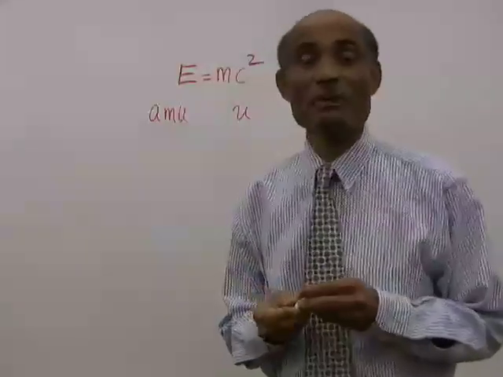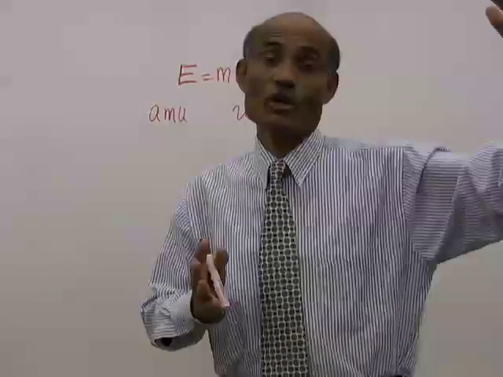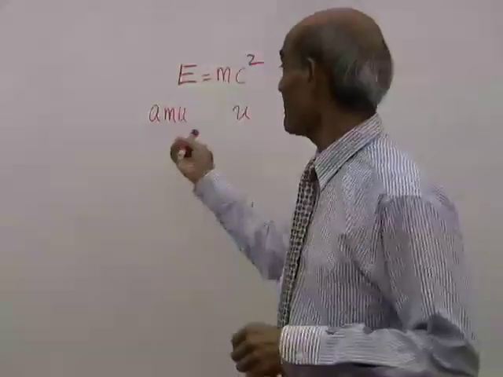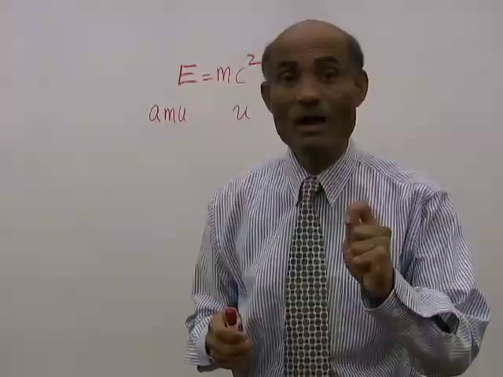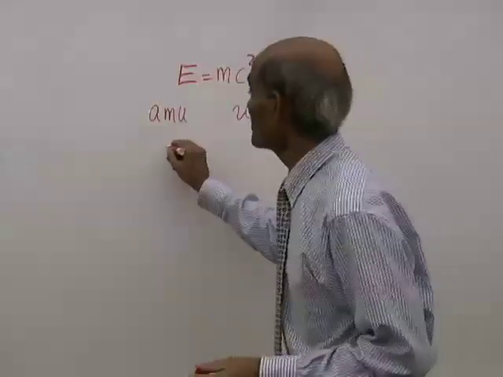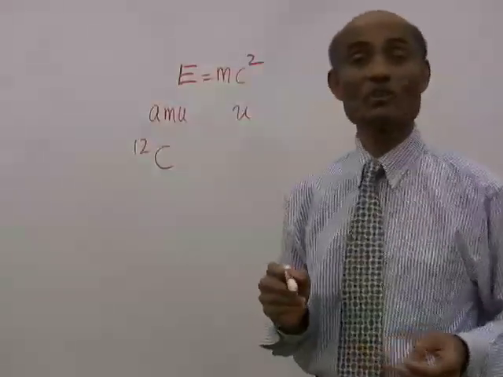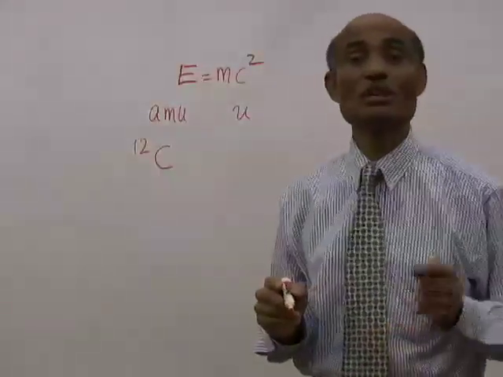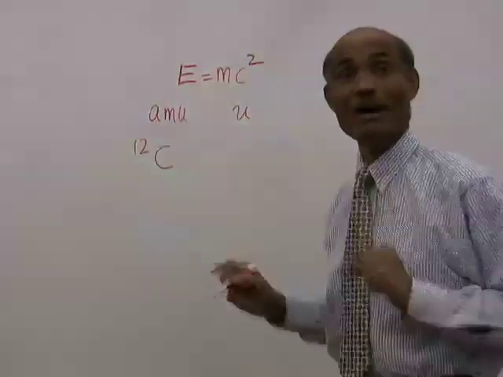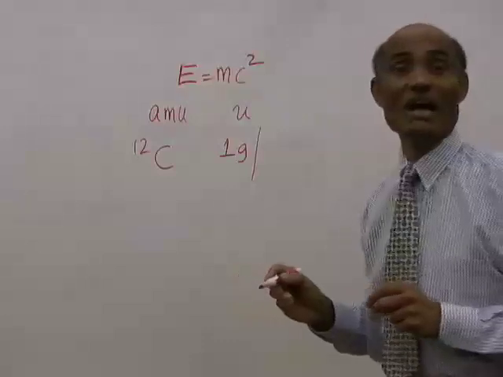Now, what is an atomic mass unit? There is a big history behind it, but we don't have time to go into that history. But I can say the present understanding of an atomic mass unit is 1/12 of the mass of a normal carbon atom. Carbon-12 is the standard. So 1/12 of the mass of carbon-12 is considered to be 1 unit of mass at the subatomic level. In fact, this is the same as 1 gram divided by the Avogadro number.